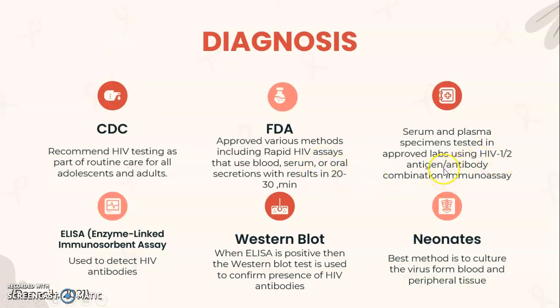And you also have serum and plasma specimens tested in approved labs using the HIV-1/2 antigen antibody combination immunoassay. This other test here is called the ELISA, enzyme-linked immunosorbent assay, and this is used to detect the HIV antibodies. And when this test is positive, the Western blot test is used to confirm the presence of HIV antibodies. So again, there's a lot of initial testing and then another test to confirm that initial testing. And then for neonates, the best method is to culture the virus from blood in the peripheral tissues.